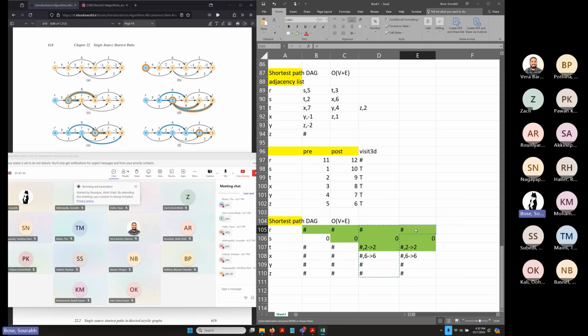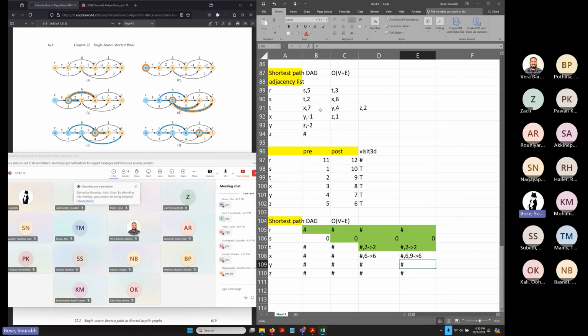And now, do you see how these are getting evaluated step by step? So for T, we have X, Y, and Z. For X, X is currently 6. We are offering S to T plus T to X: S to T is 2, T to X is 7. So we are offering 9.